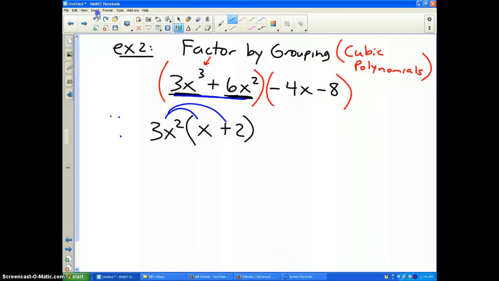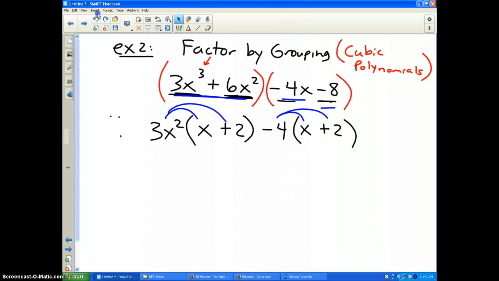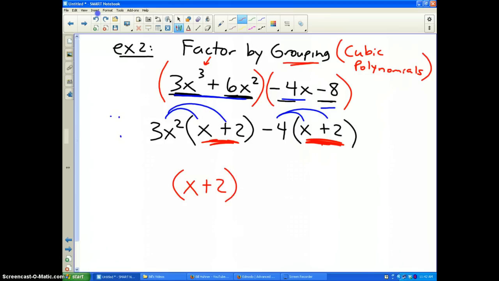And now I'm going to do this on the other side. Over here, I'm going to notice I can pull out a negative 4. Well, what's left when I pull out negative 4? This will be an x, and this term over here will also be a plus 2. And again, if I redistribute, negative 4 times x is this, and negative 4 times 2 is negative 8. So therefore, if you're factoring by grouping, you should have in the parentheses the exact same thing. What I'm underlining in red is my first factor, and the stuff on the outside I put together, and that will be my second factor.